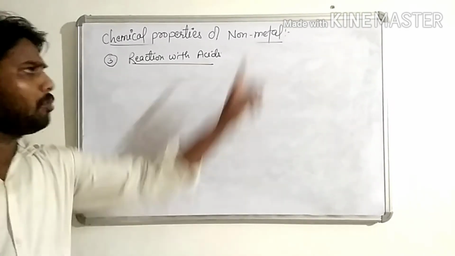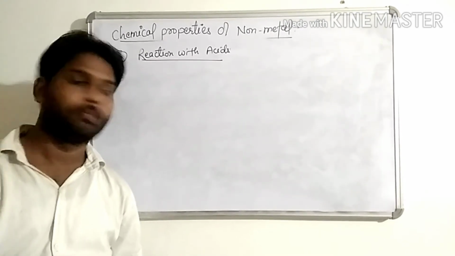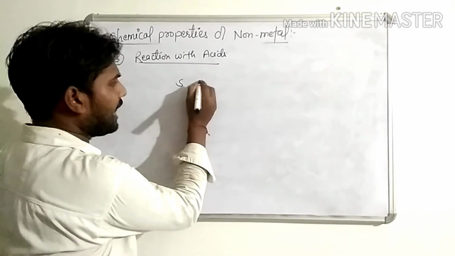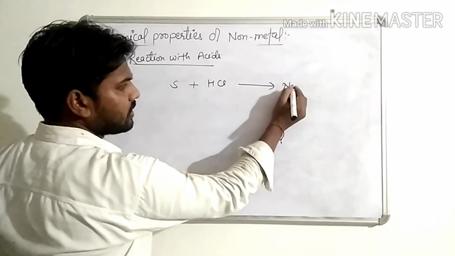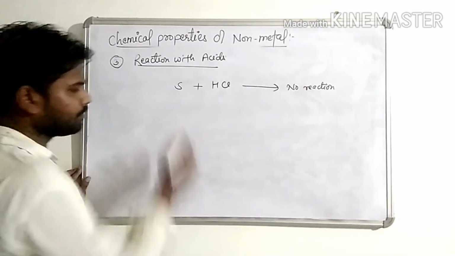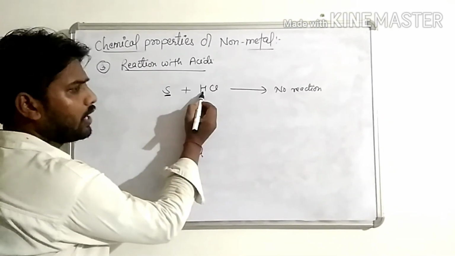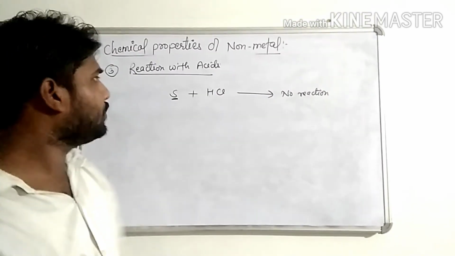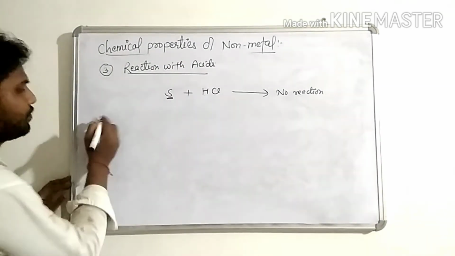Children, nonmetals do not react with acids. Suppose this is sulfur and this is HCl. No reaction. Children, you know why? Because sulfur cannot give electrons to hydrogen to convert it into hydrogen gas. That is why all the nonmetals do not react with acids.